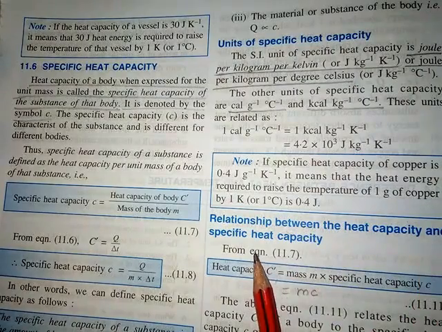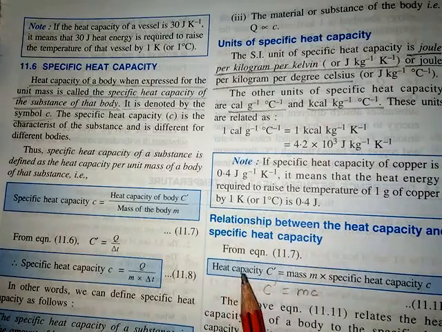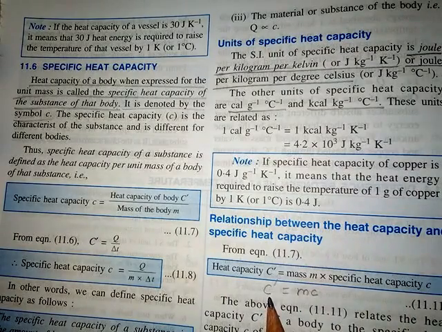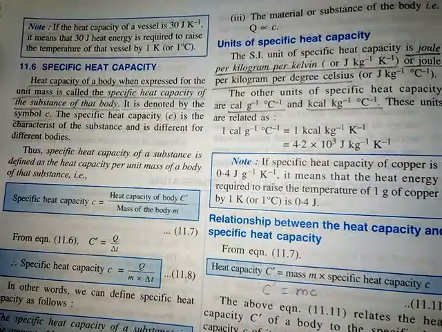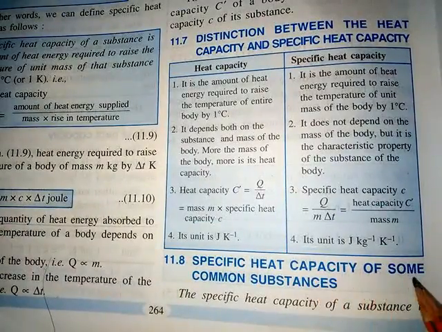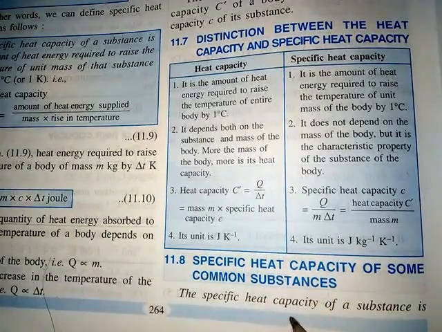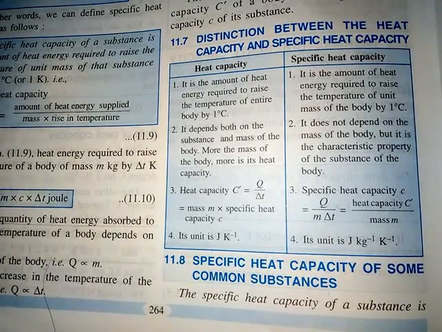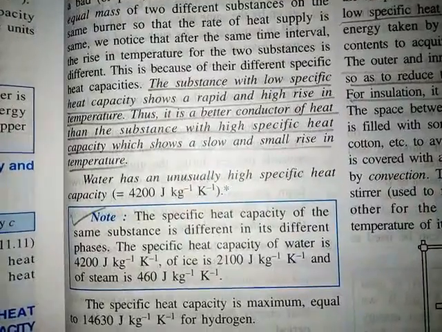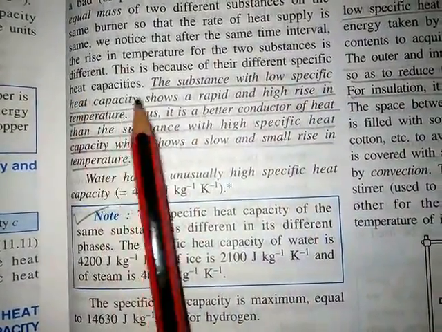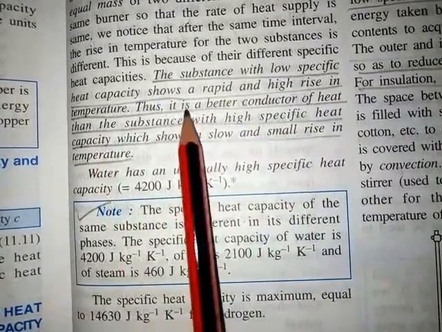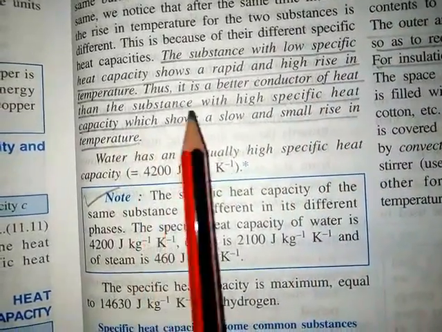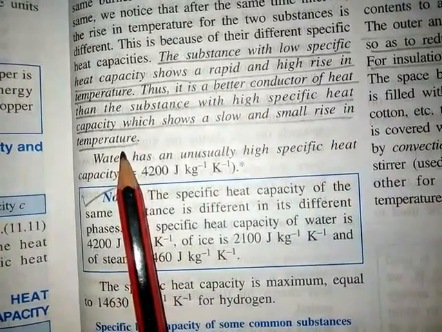Relationship between heat capacity and specific heat capacity: heat capacity C dash equals mass m into specific heat capacity c, that is C dash equals mc. The specific heat capacity of some common substances. The specific heat capacity of a substance is its characteristic property and it is different for different substances. So the substance with low specific heat capacity shows a rapid and high rise in temperature. Thus, it is a better conductor of heat than the substance with high specific heat capacity, which shows a slow and small rise in temperature.